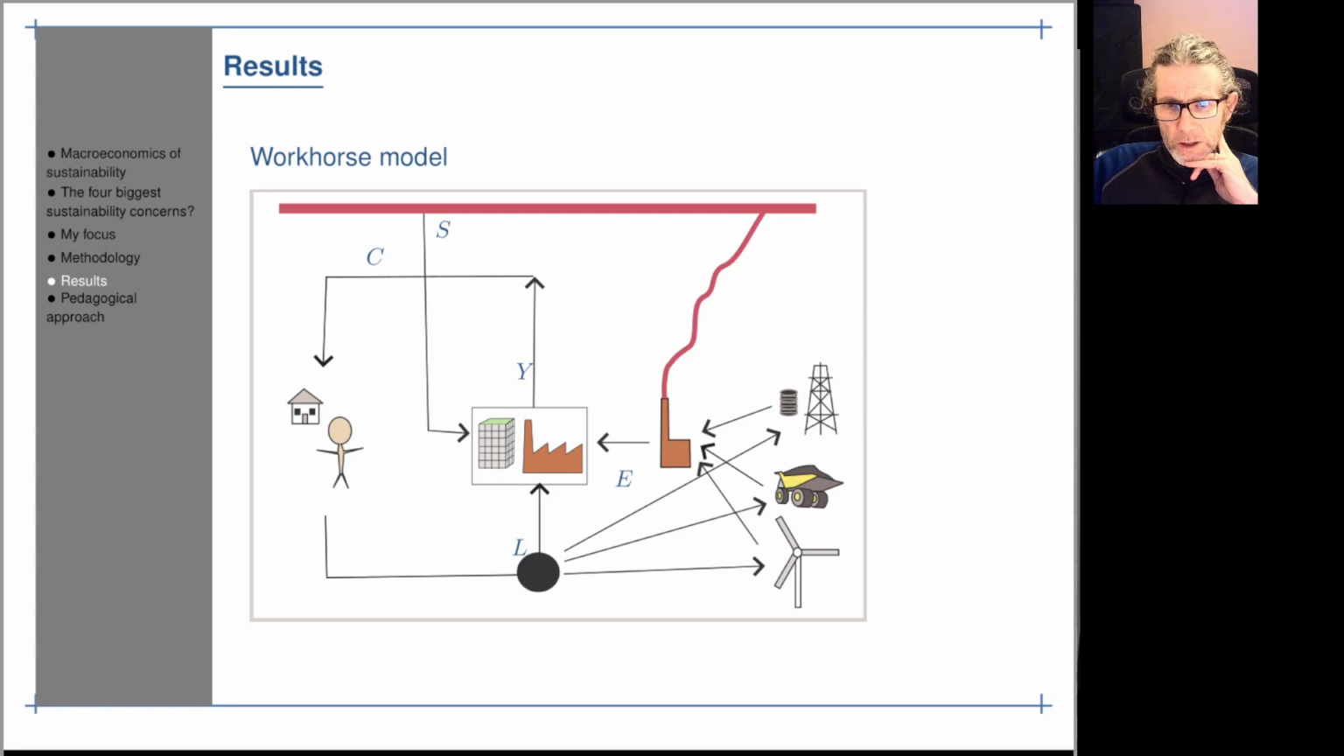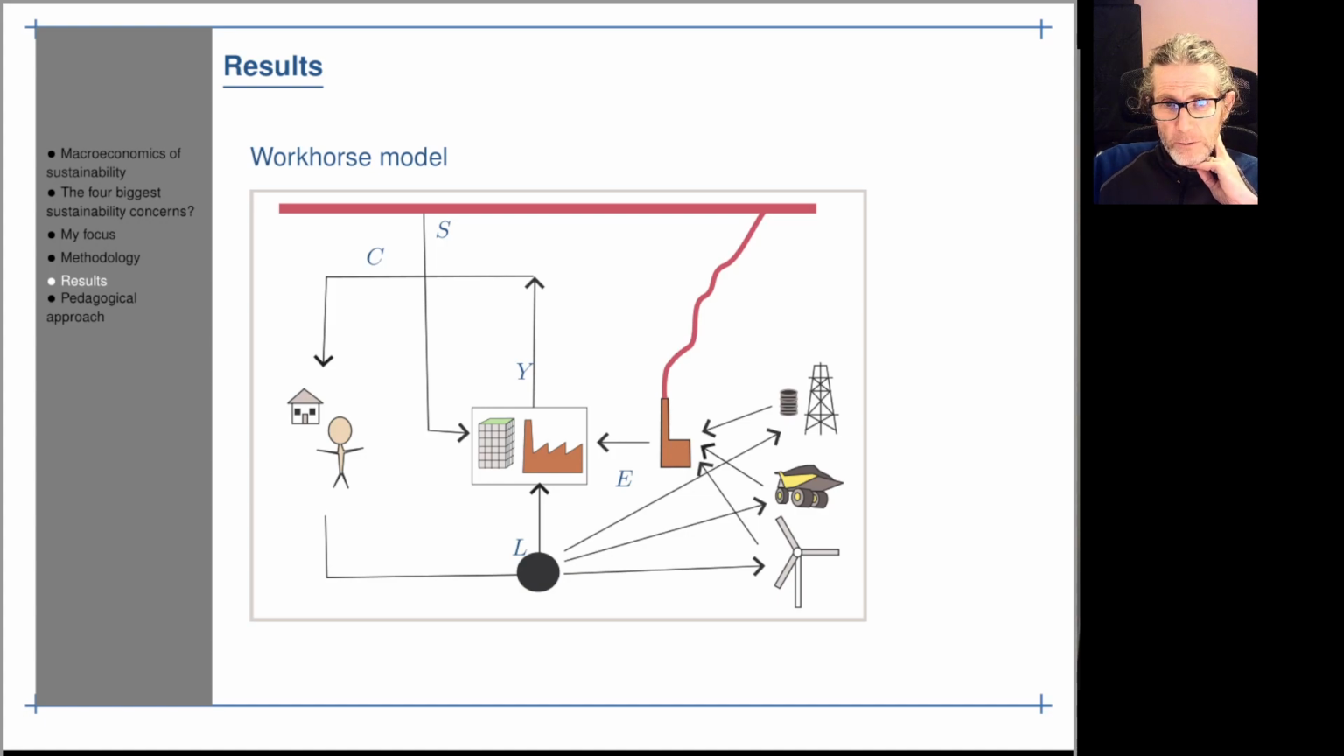But we can also adapt this to think of natural resources more generally. Here we've got labor supplied by households. It can go into any of these sectors. No capital here. This is a very stripped down workhorse. We can add capital here, of course.